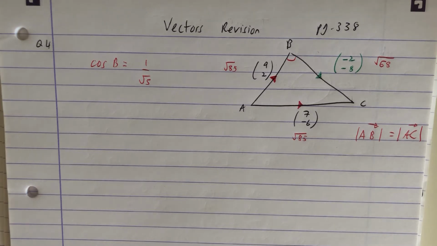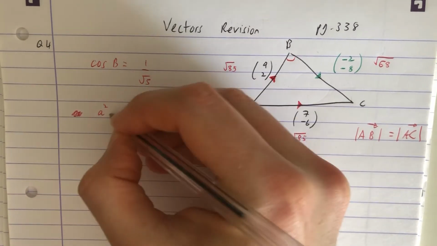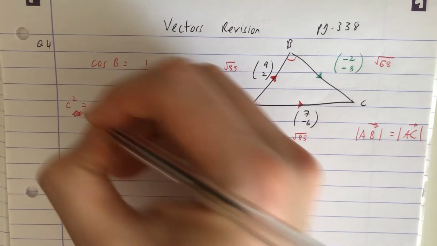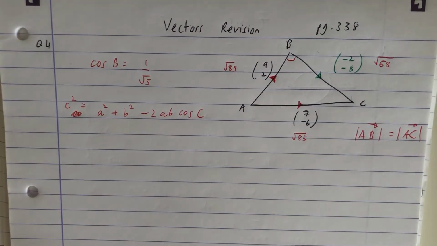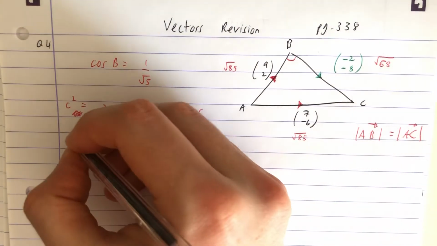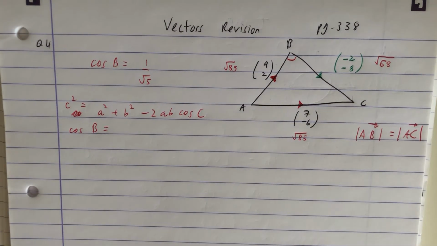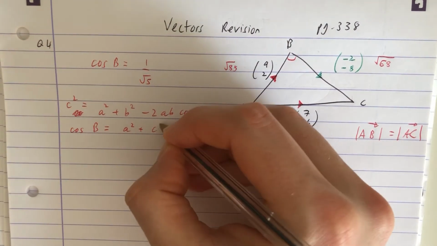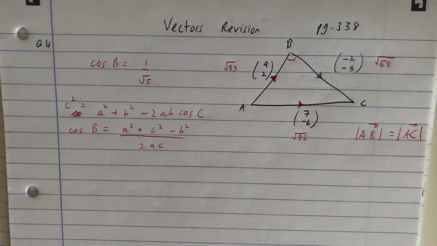So the cosine rule would be c squared is equal to a squared plus b squared minus 2ab cos c. So something like that. And if you made cos b the subject, so you switched everything around, you would get a squared plus c squared subtract b squared over 2ac. So that's the version of the cosine rule we're going to need for this question.